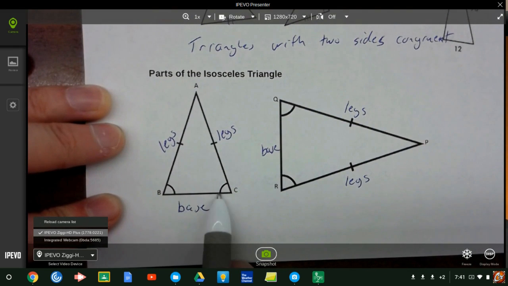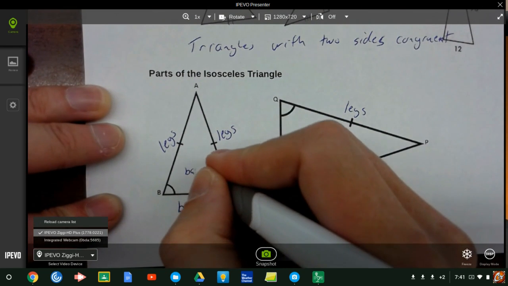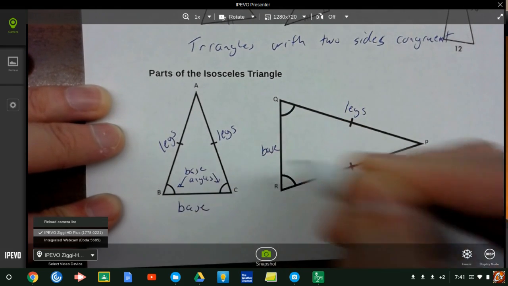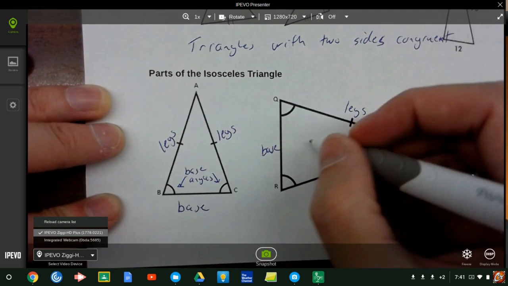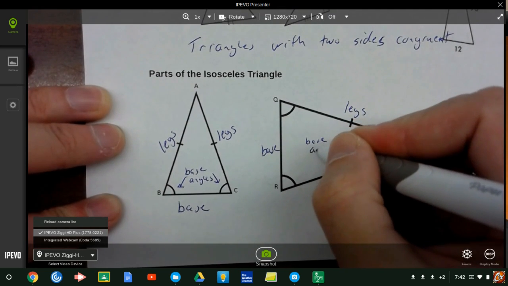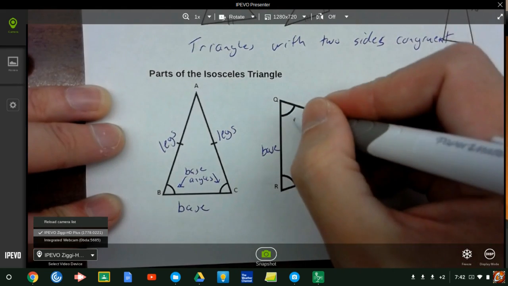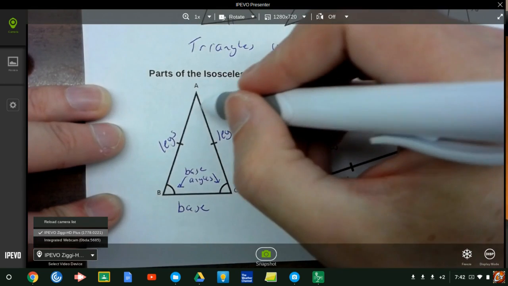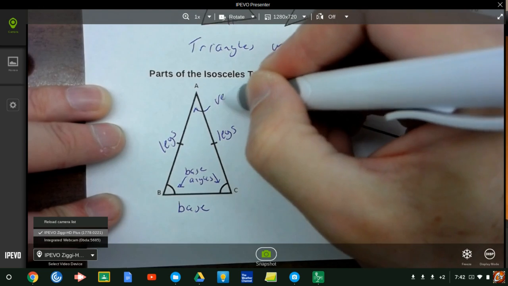So that means these two angles are the base angles. And again, they're the angles at the base. So in this case, the base angles are here and there. And this last angle is known as a vertex angle.